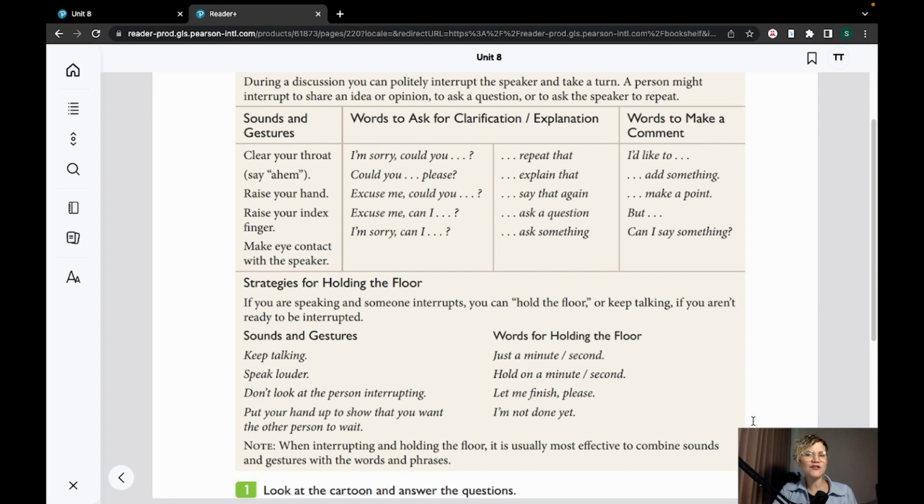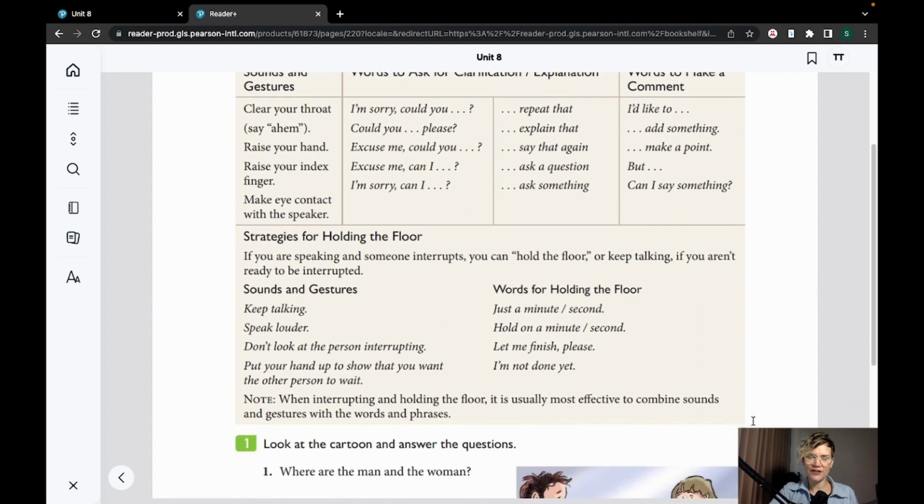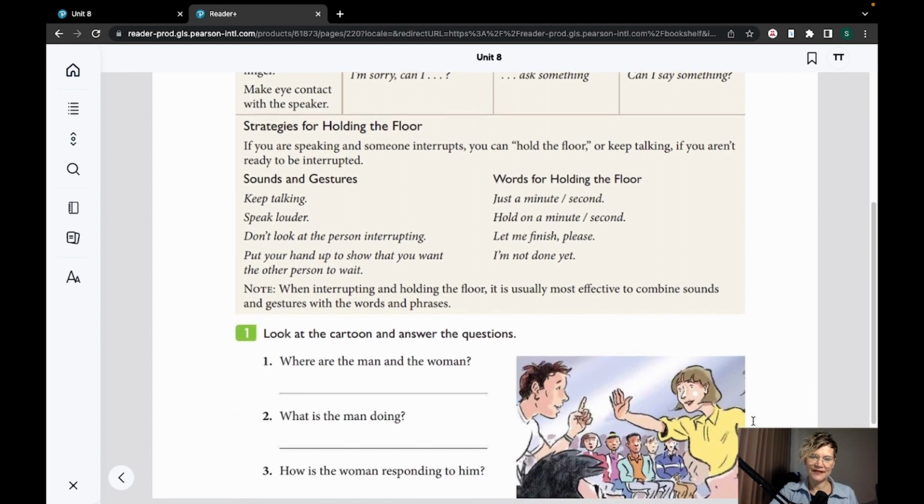Words to make a comment could be, "Hey, I'd like to add something." "I'd like to make a point." Or "Can I say something?" These are ways that we could interrupt politely. That brings us to the strategies for holding the floor.